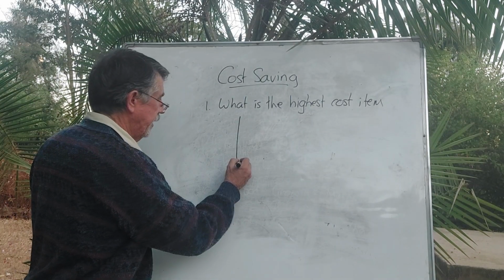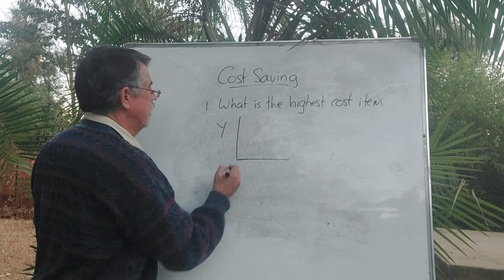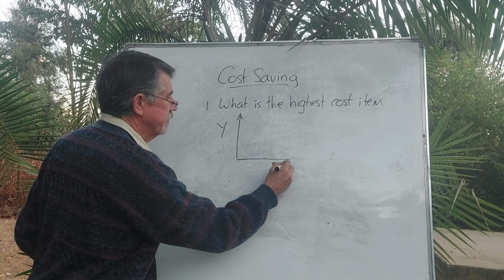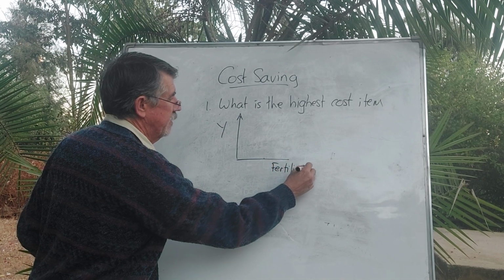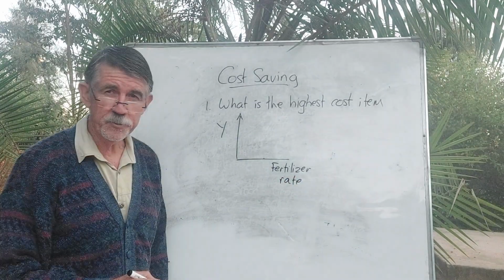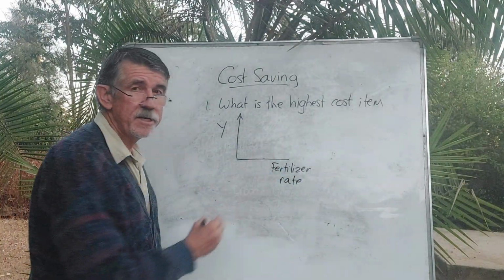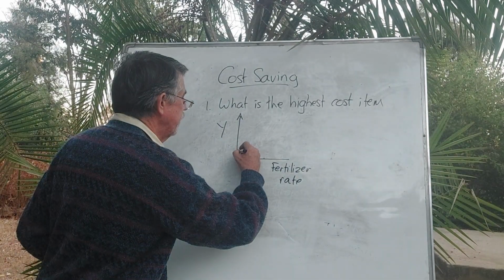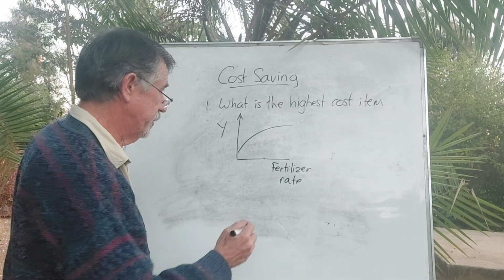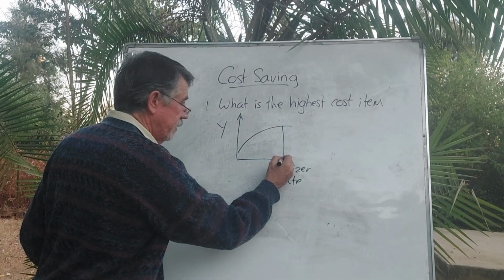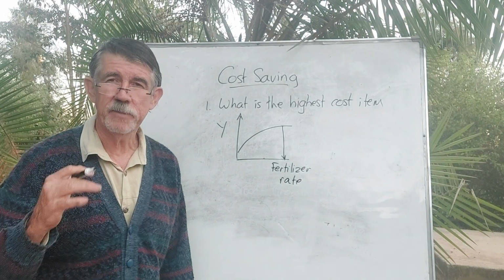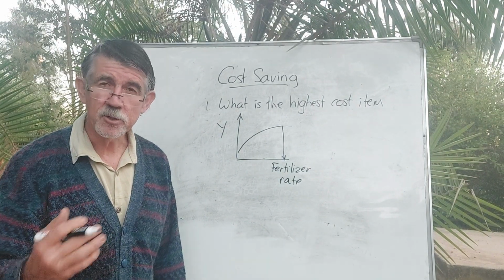Now, with fertilizer, if you plot yield against fertilizer rate, okay, so the more fertilizer you put on, you don't get a linear relationship. You get a relationship like this. You get diminishing returns. Now, very often, we tend to think of applying fertilizer at the maximum rate to get the maximum yield. But that costs a lot of money.